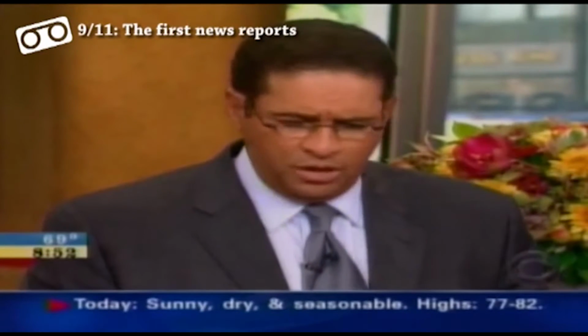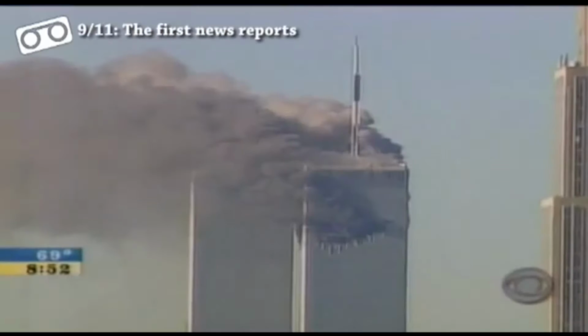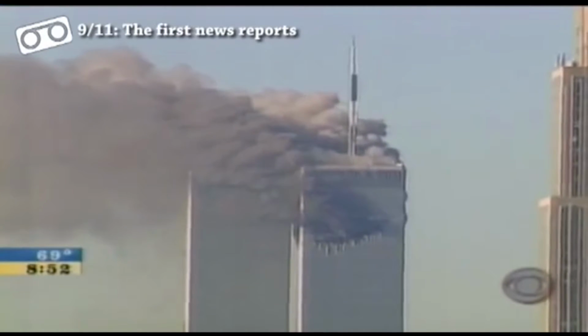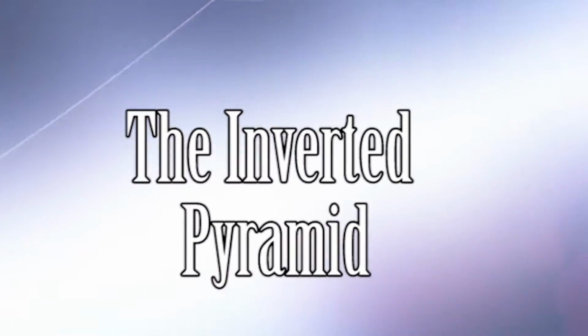It's 8:52 here in New York. I'm Bryant Gumbel. We understand that there has been a plane crash on the southern tip of Manhattan. You're looking at the World Trade Center.